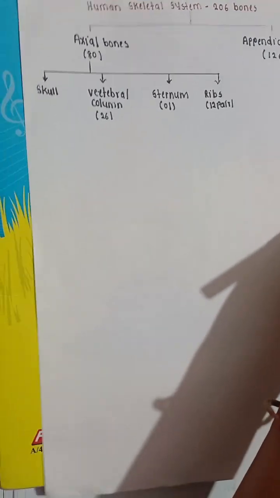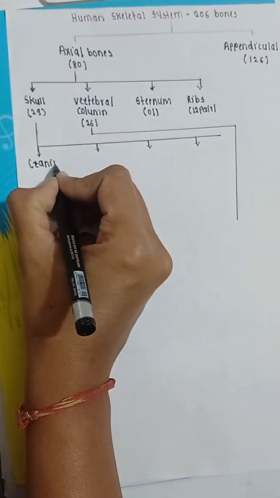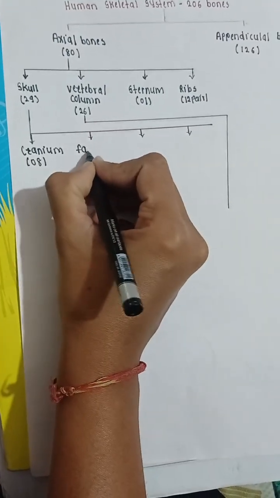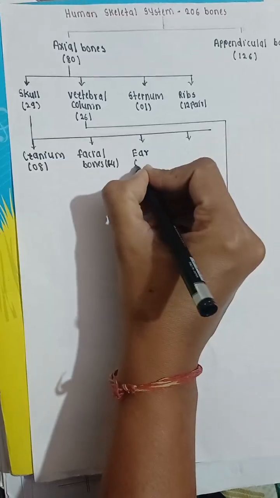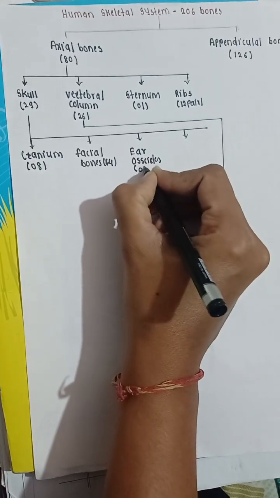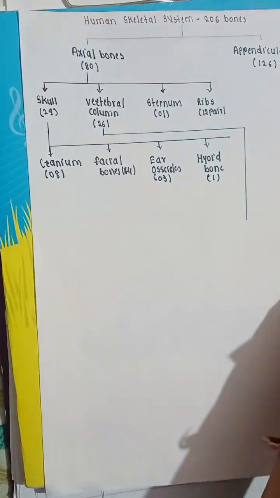Single sternum and there are 12 pairs of the ribs, 26 vertebral columns and 29 skull bones. Skull again divided into 4 types. First cranium, which is 8 bones, facial bones 14, ear ossicles 6 bones and hyoid only 1 bone.